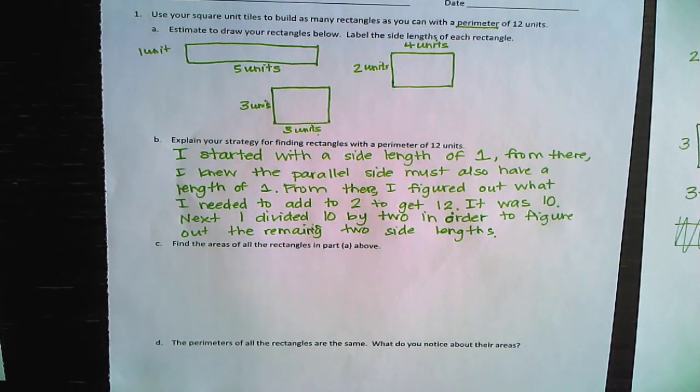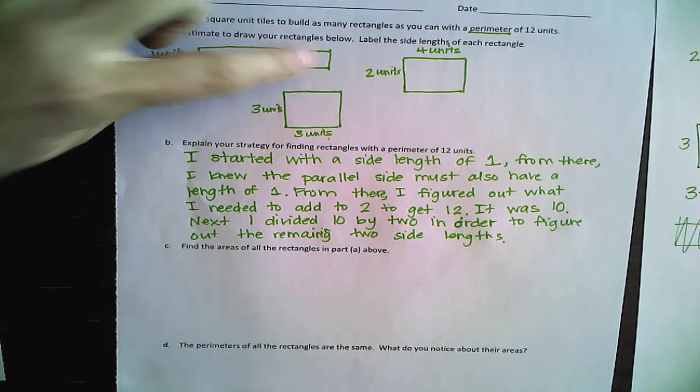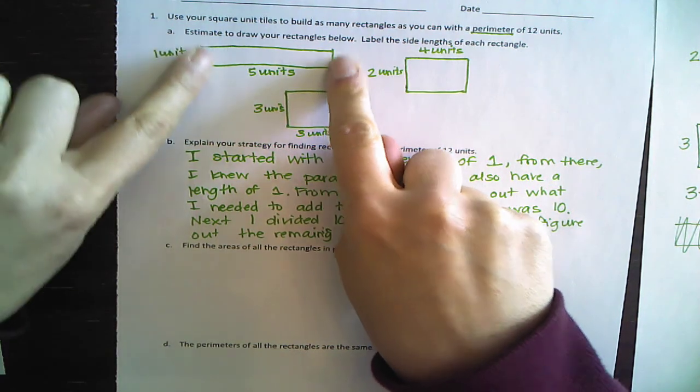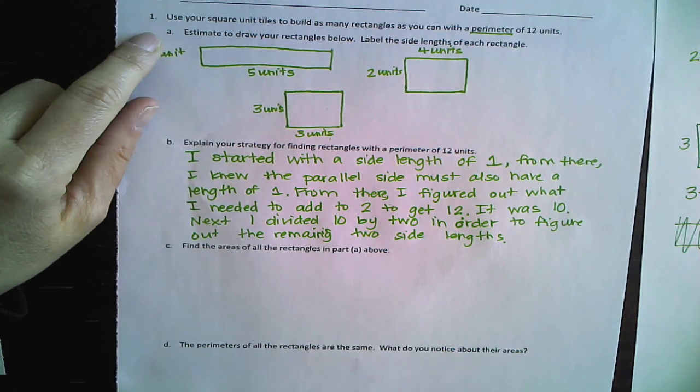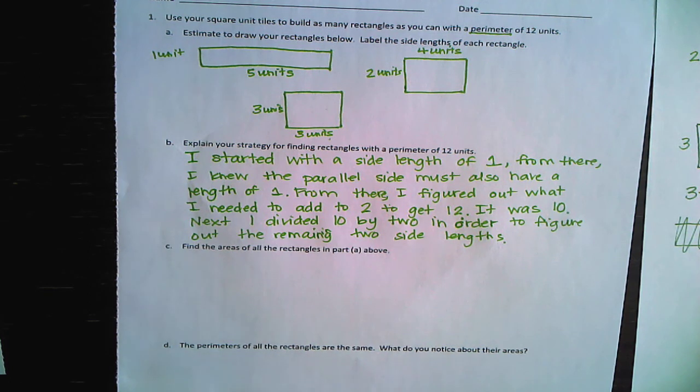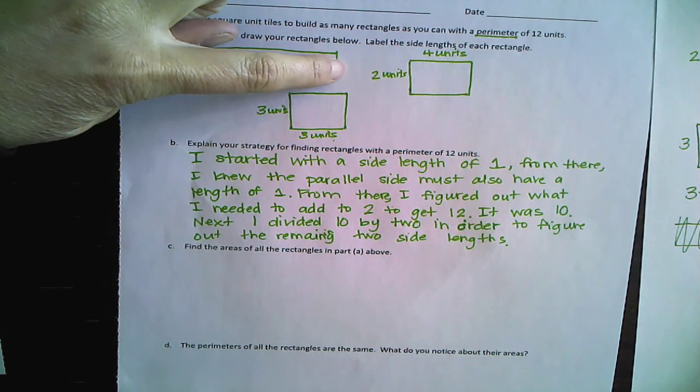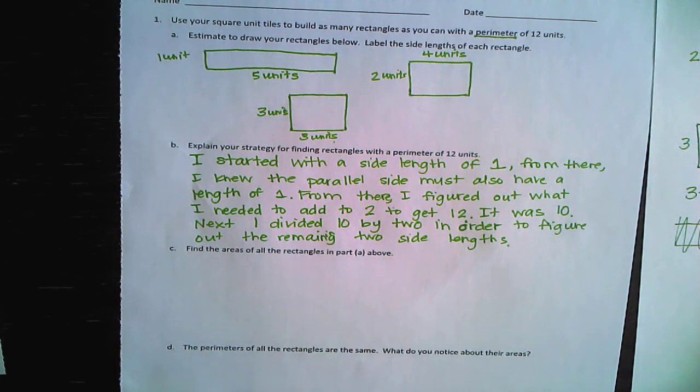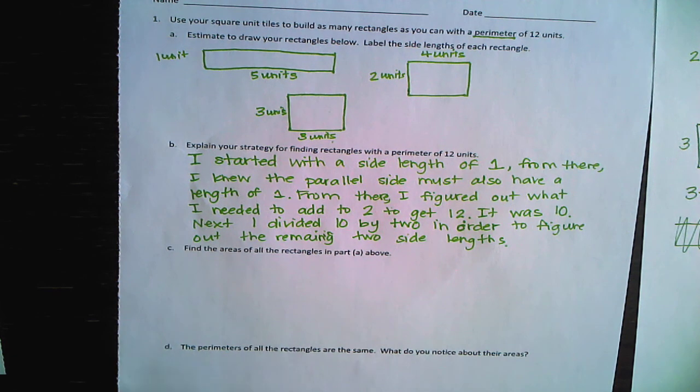I started with a side length of 1. From there, I knew the parallel side must also be 1, right? This is the parallel side. These 2 are parallel. From there, I figured out what I needed to add to 2, because I had 1 over here and 1 over here, which is 2, to get 12. It was 10. Next, I divided 10 by 2 in order to figure out the remaining 2 side lengths.